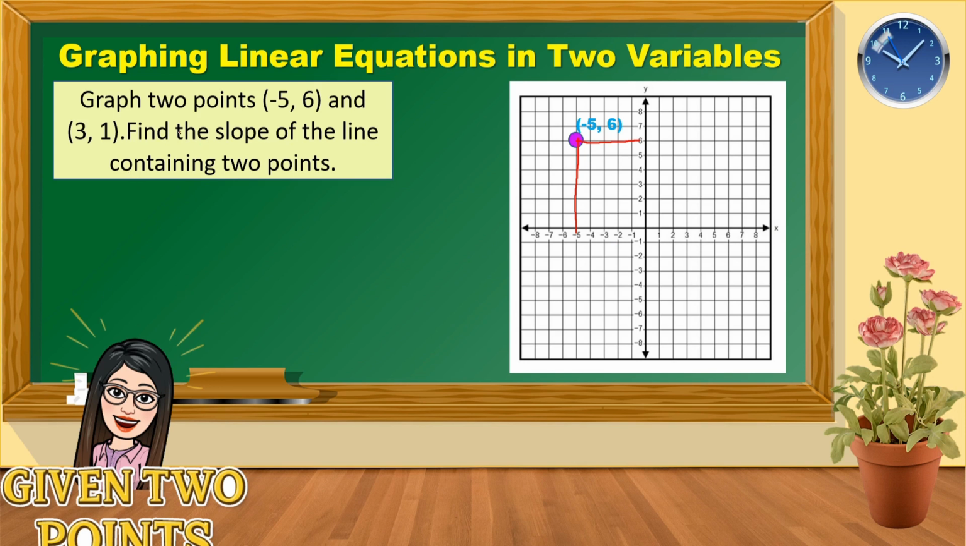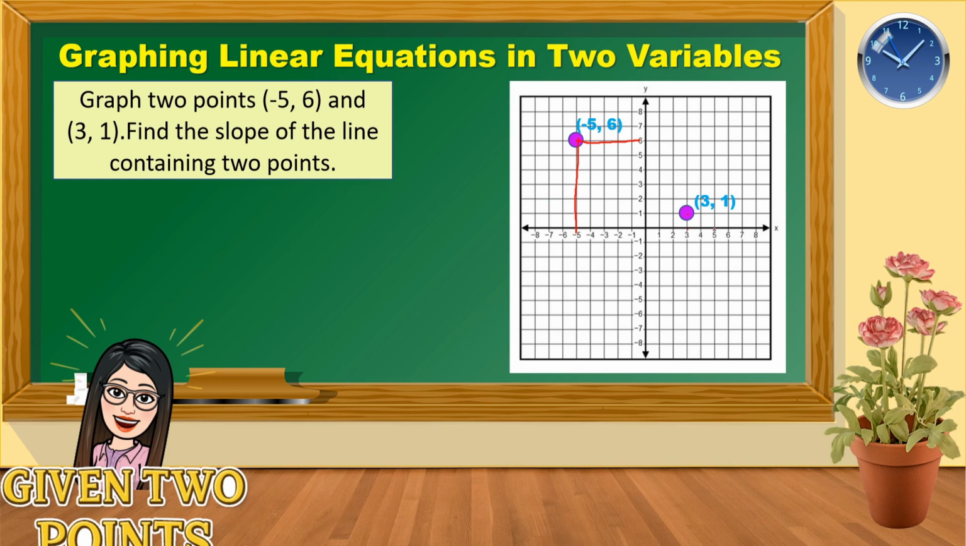And for the second one, we have 3, 1. Take note of that. 3 is here, sa x-axis tayo titingin, and then yung 1 sa y. Okay, so dapat nandito yung point natin. Let's check kung nandun nga. There you go. So, this is our second point, which is 3, 1.